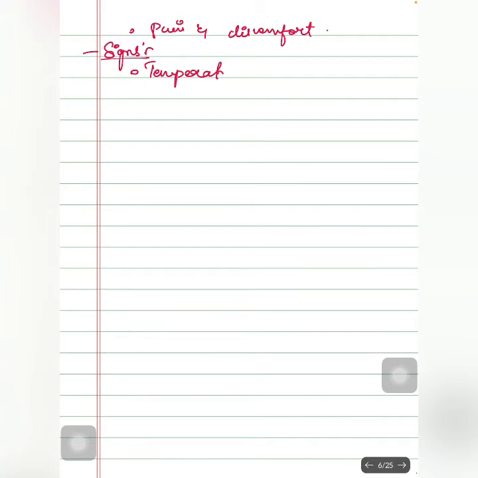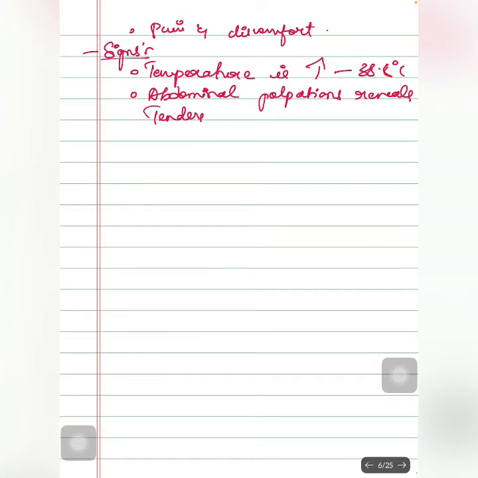Next, coming to signs: the temperature is elevated, up to 38.8 degrees Celsius. Abdominal palpation reveals tenderness in the quadrants of the lower abdomen. The liver may be enlarged and tender, which is also called perihepatitis. On vaginal examination, it reveals an abnormal vaginal discharge. So here the liver is enlarged.